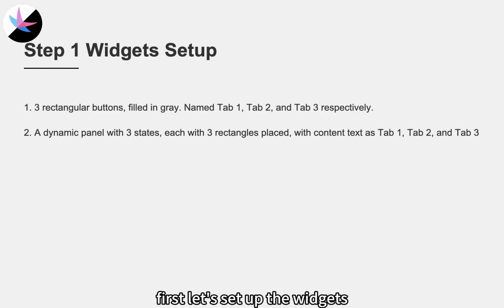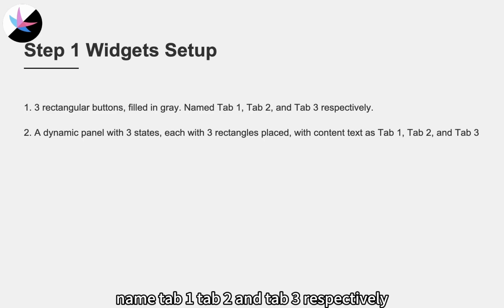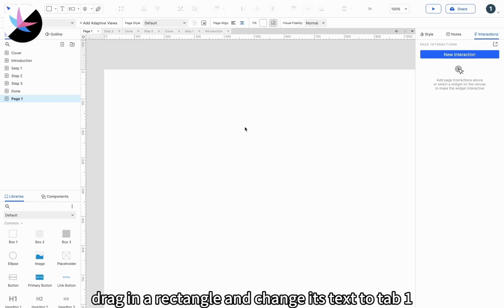First, let's set up the widgets. We need 3 rectangular buttons, filled in gray, named Tab 1, Tab 2, and Tab 3 respectively. And a dynamic panel with 3 states, each with 3 rectangles placed, with content text as Tab 1, Tab 2, and Tab 3. Drag in a rectangle and change its text to Tab 1.